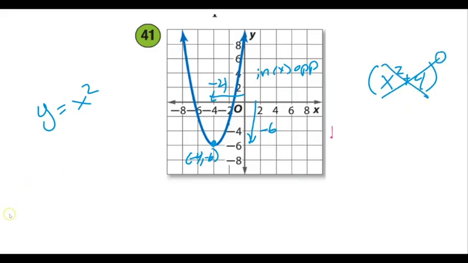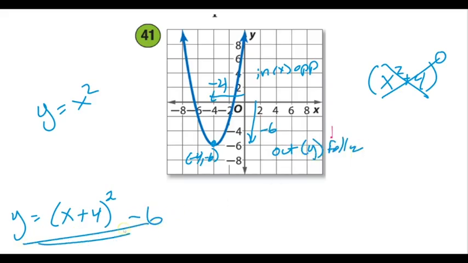So the way you want to write this is y equals x inside opposite plus 4, close it, and then put the square. And then out here we went down 6, outside y follow. So on the outside we're going to put -6, we fall on the outside. That's what it should look like. And that's the lesson.